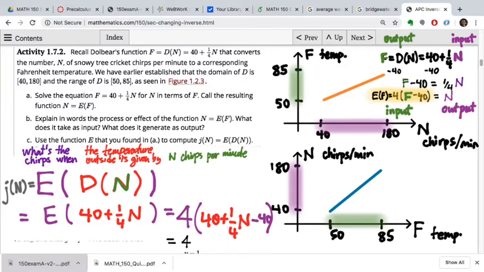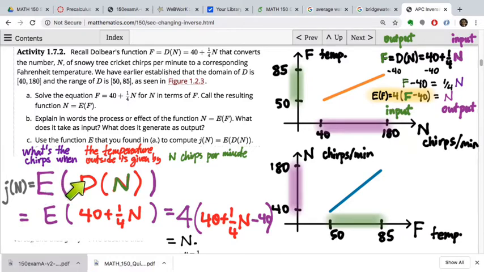You just get n, as we would have expected, right? This 40 and that 40 subtract away. This 4 times 1/4 also multiplies away, and so we just get n. When we compose a function with its own inverse function, it is in fact the job of that inverse function to undo whatever the original function did. So whatever d does, e undoes.